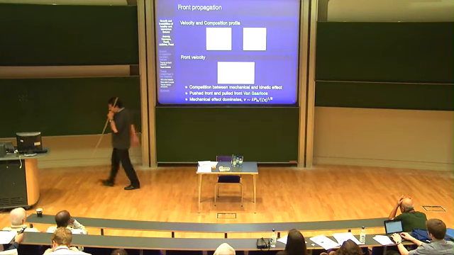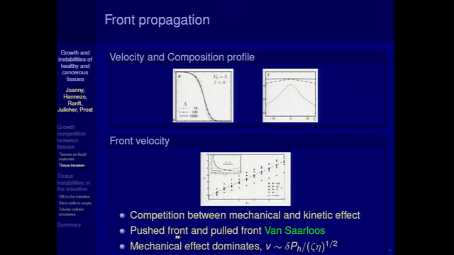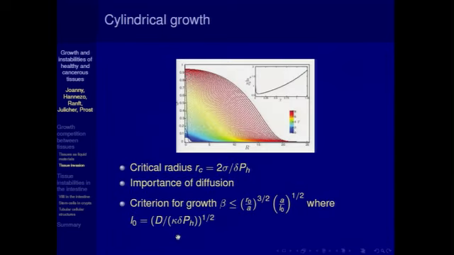Now we did something else. We looked at a circular geometry. So in this case, I take the A cells, I make a small circle of A cells, they have a higher pressure, and I ask when do they invade the B cells.